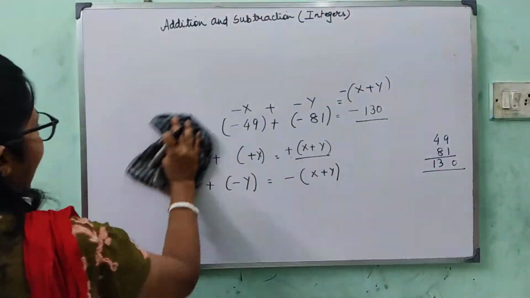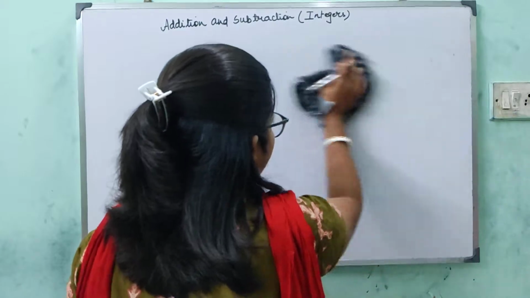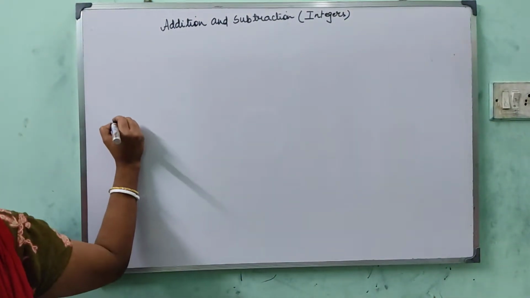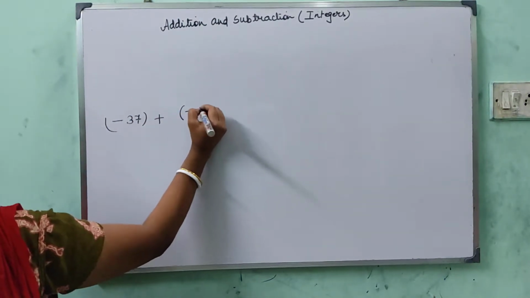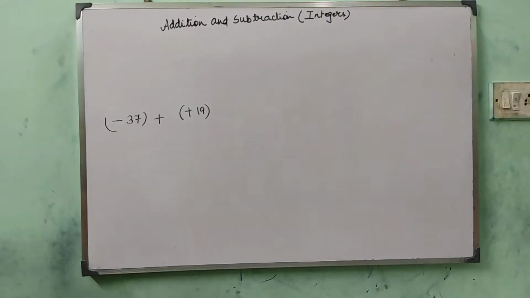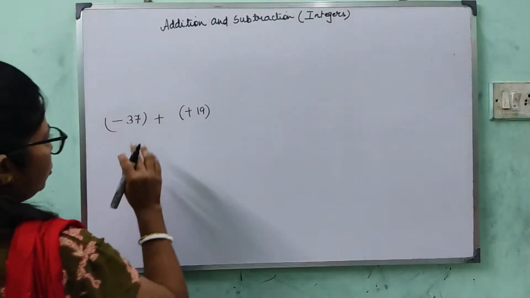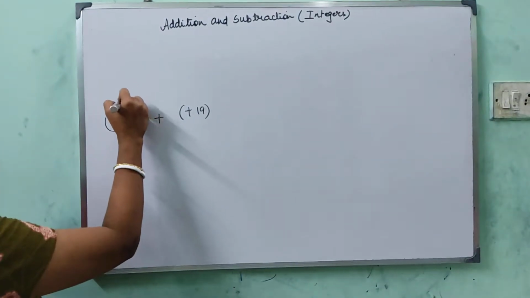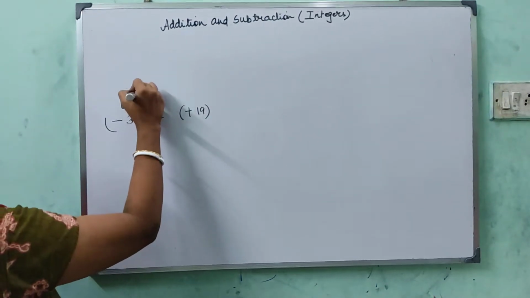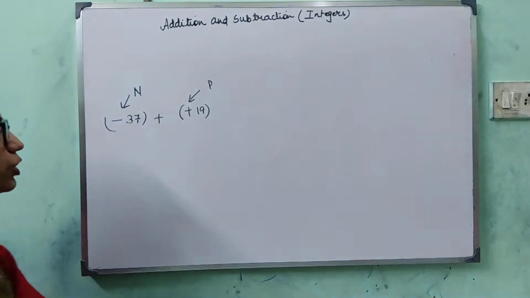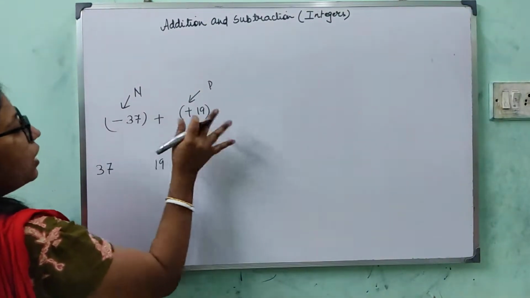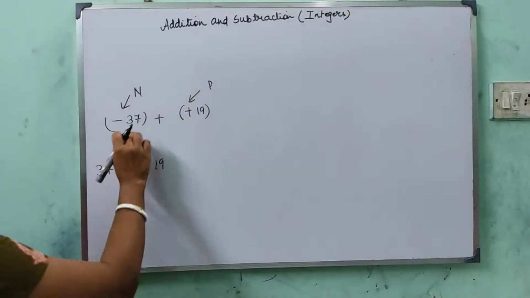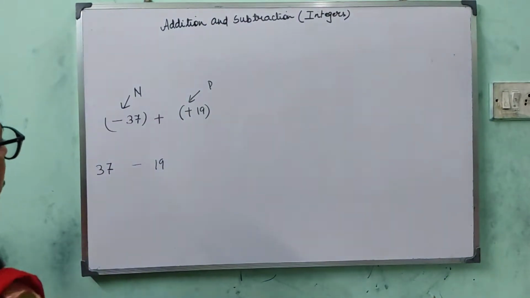Now what about when we add a positive integer and a negative integer? Let's see. Say if I tell you add minus 37 and plus 19. Minus 37 and plus 19. So now in case you are having such numbers, here this is a negative number and this is a positive number. What to do? You just take out the numbers, separate them without thinking of the sign, just the two numbers 37, 19. Now find out the difference. What is 37 minus 19? That is your 18.